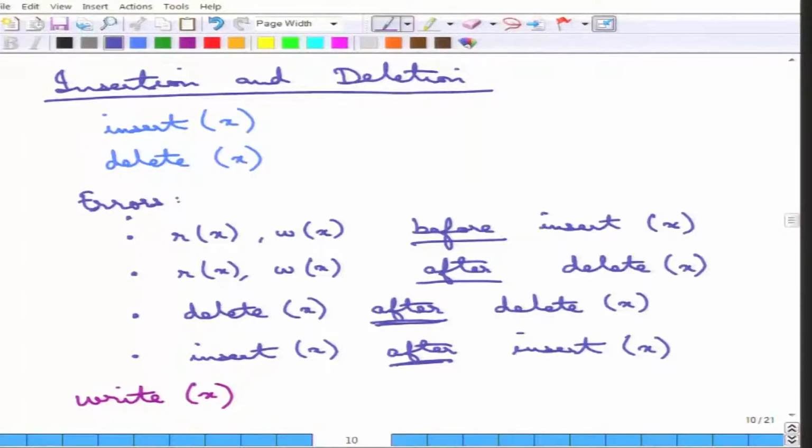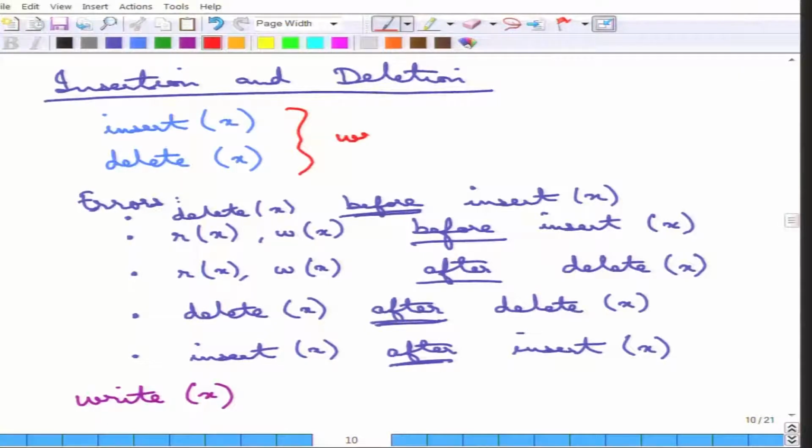So one thing that I have left out is that delete x is a problem before insert x. So once something is supposed to be deleted, but it was deleted before, that's a problem as well. So if insertion and deletion are treated like write x, and all the conflicts that write x has are propagated to insertion and deletion, and then the log compatibility matrix and the conflicts and everything is handled in the same manner as write x, then everything will be correct. So that is the way to handle insertion and deletion.